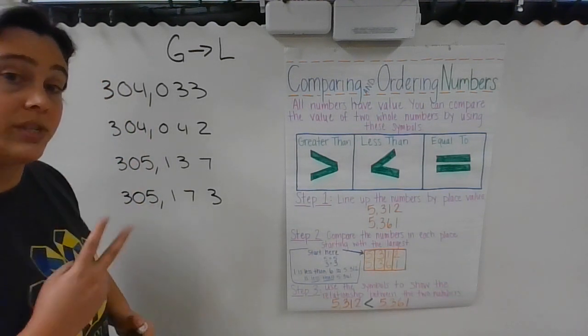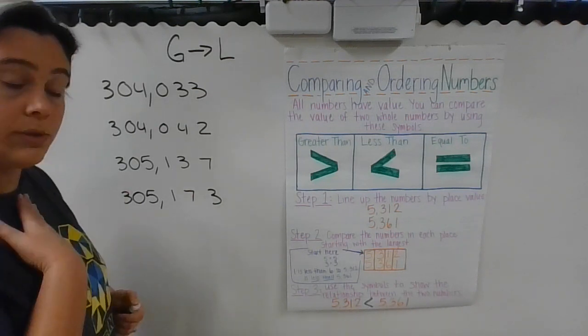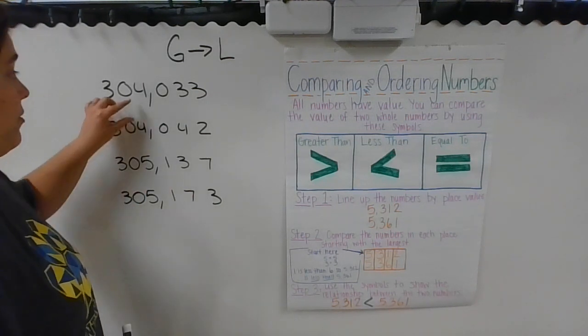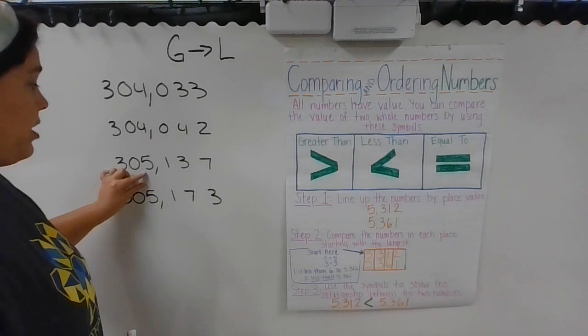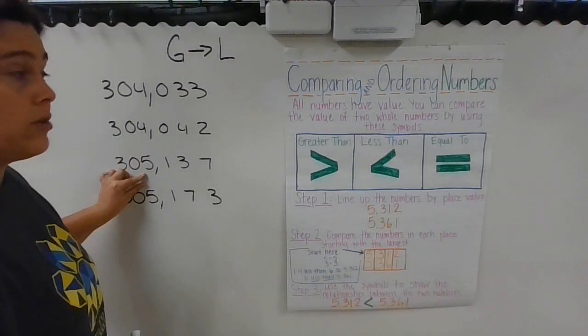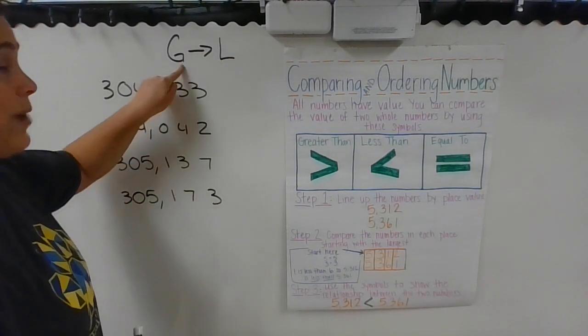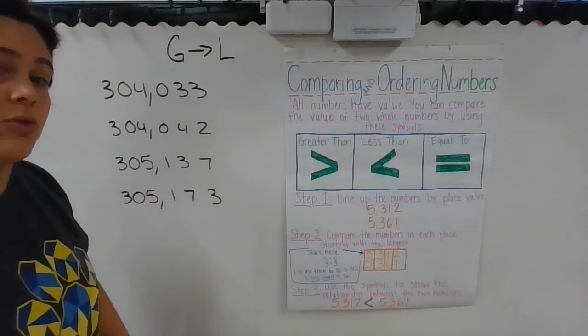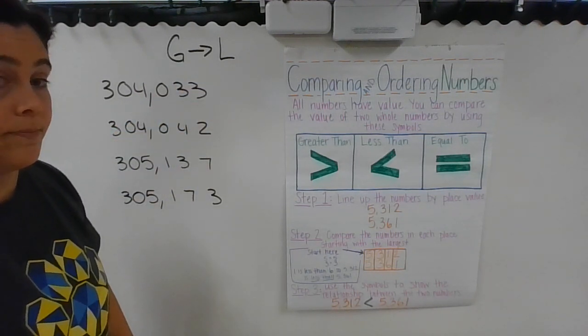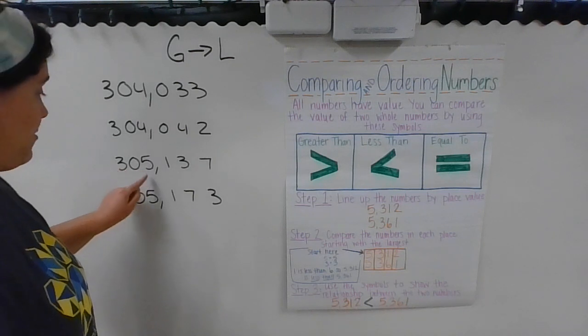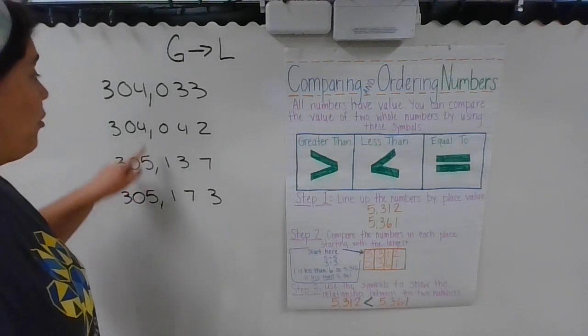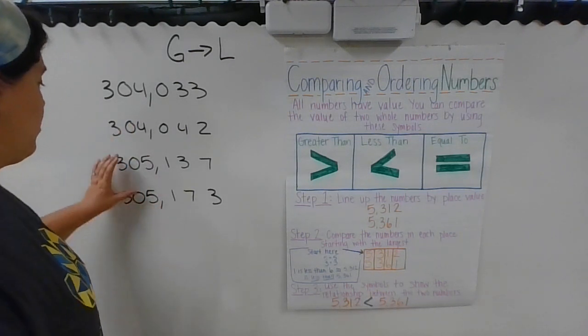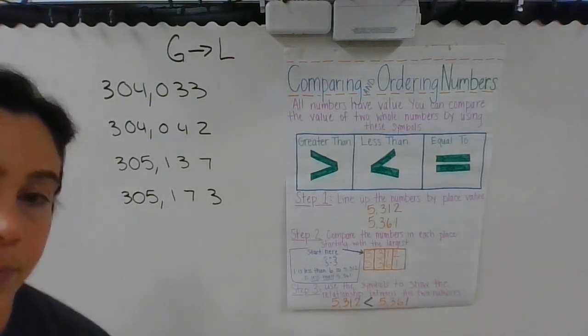We have 2 sets of numbers. 2 of them have 4. The other 2 have 5. So we are going from greatest to least. So which numbers do we want to look at first? The bigger number, because 5 is bigger than 4 in the thousands place. So we're going to be looking at these 2 numbers.